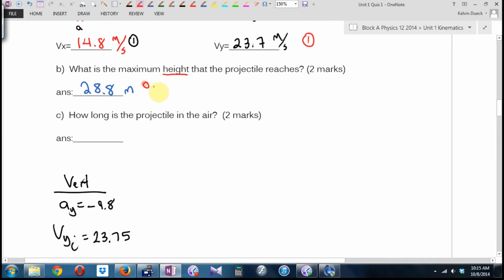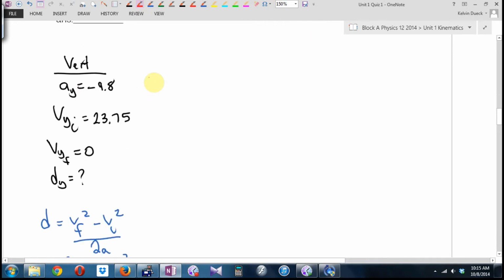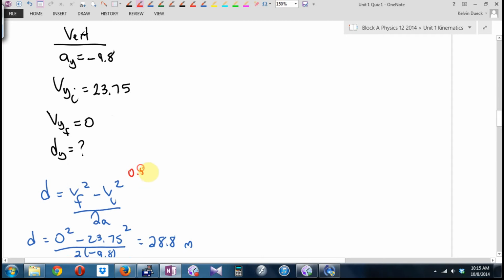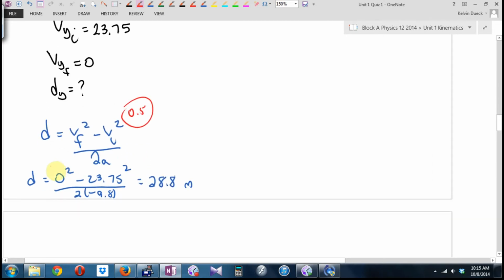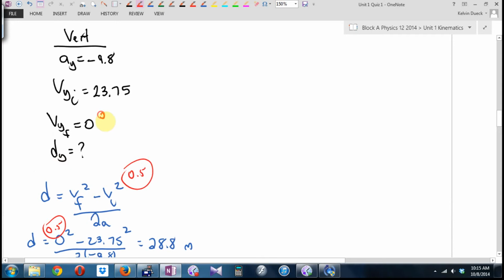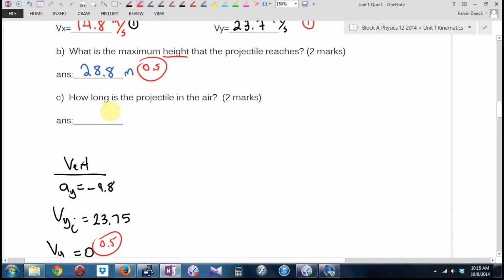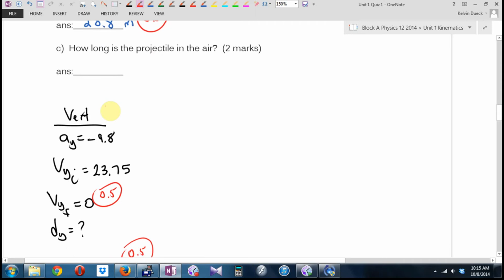Otherwise, I would give you a half mark for that. I would give you a half mark if I saw that. I would give you a half mark for the numbers. And I'd probably give you a half mark if I noticed that you had clued in that VY final at the top is 0. There's your 2. But again, if you get the right answer, 2 out of 2.